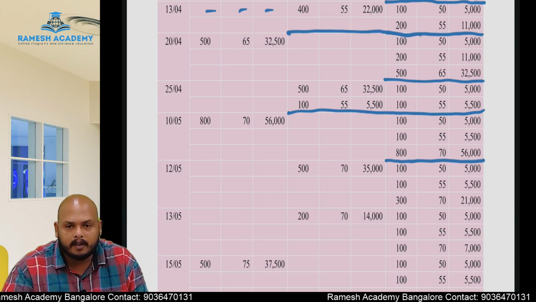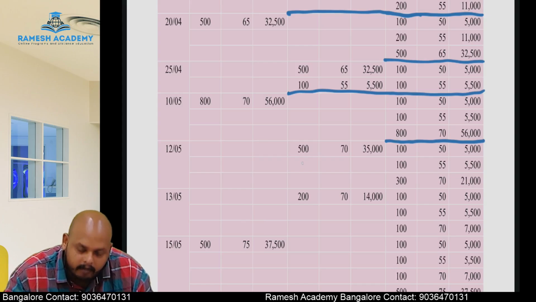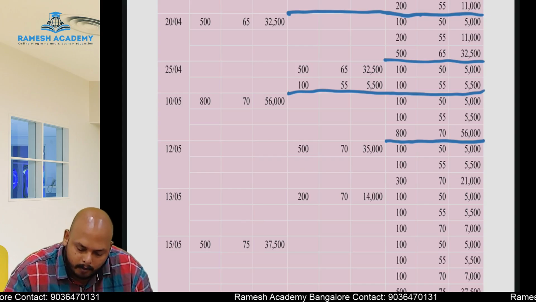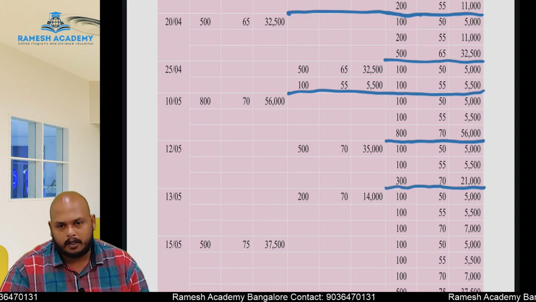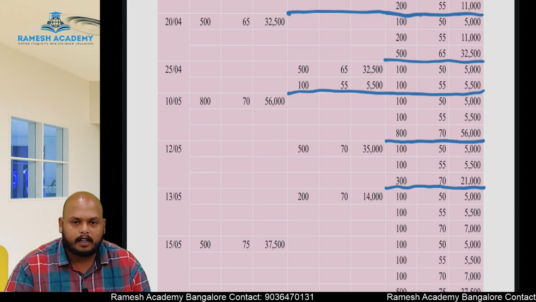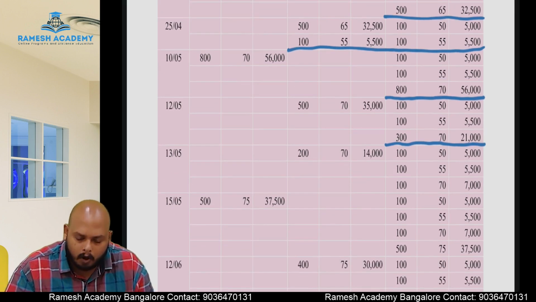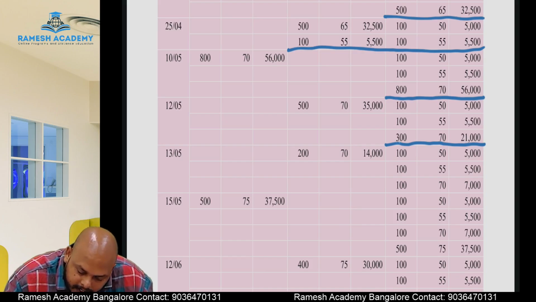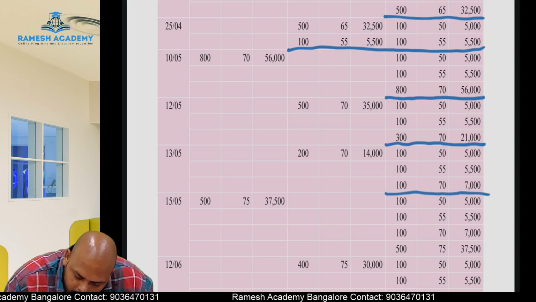12th May issued how many units? 500 units. 500 units means out of 800 we have to issue 500 first. So balance will be how much? 300. Same thing we should continue. 800 minus 500, the balance will be 300. Last in first out, the last one we have to issue first. Next, 13th May again he issued how many units? 200 units. Out of 300 we have to issue 200. The balance will be 100.